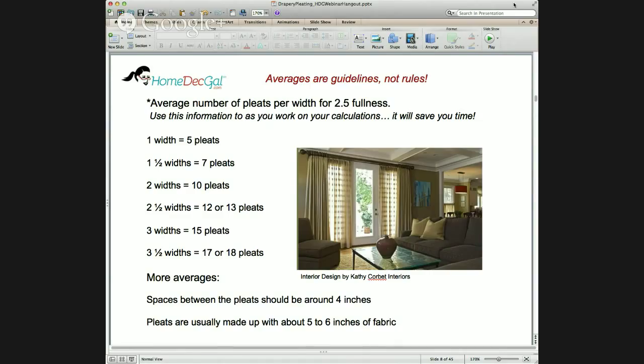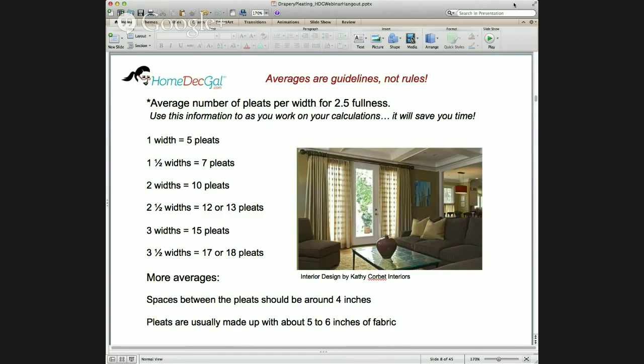1.5 widths, add another 2 pleats, so it's 7 pleats. 2 widths, around 10 pleats. It might be 11, depending on how much fullness you have. 2.5 widths, for 2.5 times fullness, 12 or 13 pleats, 3 widths, 15 pleats. You see the method here. So every time it's 5 pleats per width, and we add 2 to 3 for every half width.